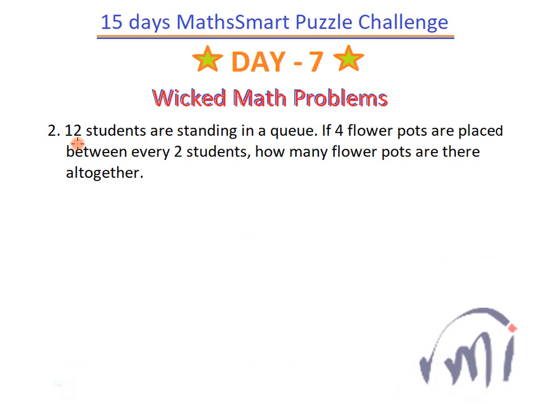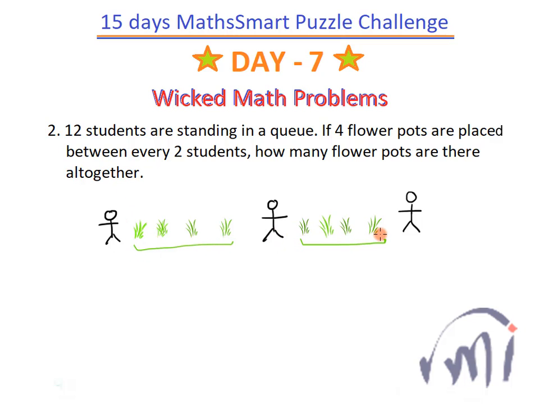So the problem statement here is: 12 students are standing in a queue. If 4 flower pots are placed between every 2 students, how many flower pots are there altogether? So if there are 2 students, student number 1 and student number 2, then we have a total of 1, 2, 3 and 4 flower pots placed between them. And suppose there are a total of 3 students, then the number of gaps will be 1 and 2, and this will again have 4 flower pots in between these 2 students. So there will be a total of 4 plus 4, 8 flower pots.